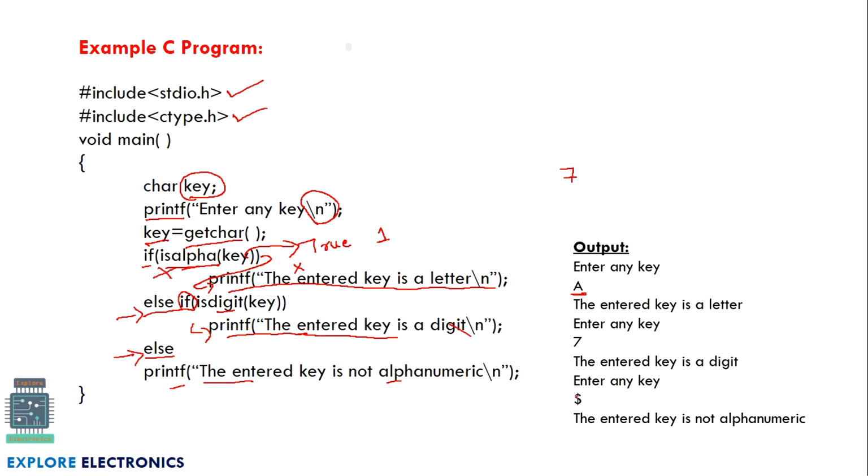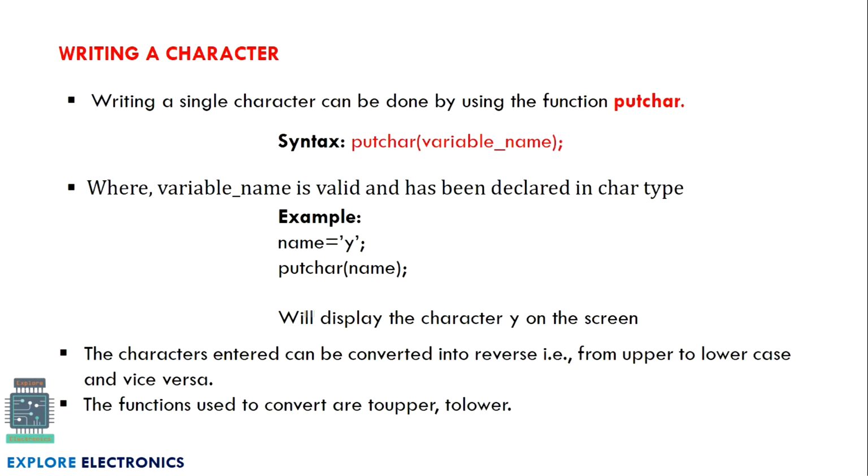So this is the order in which it will check the conditions. For the last value, suppose we enter a special character that is neither an alphabet nor a number. The condition satisfied here will be the else condition, and this is what will be displayed. Now similarly, to write a character, we have something called putchar. The syntax is putchar and the variable name. Here we can see there is a variable called name and we are assigning it the value y, and using putchar we are just displaying this y.